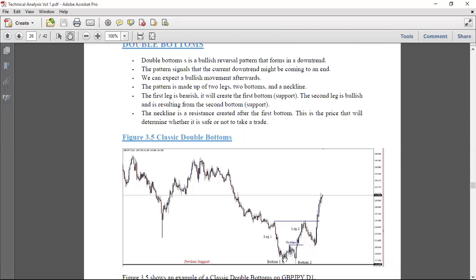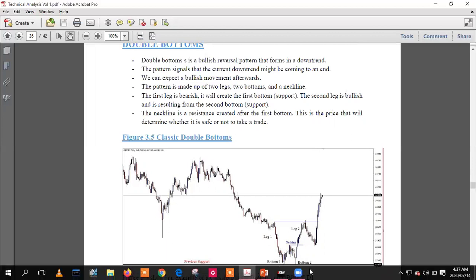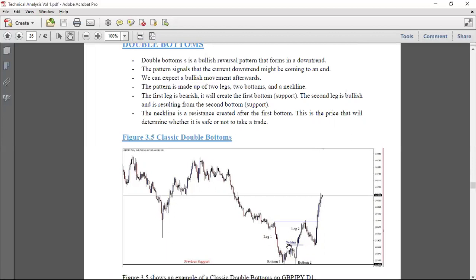So the neckline will be when price is going up from the first bottom. It will create this peak or that resistance and then drop. That's our neckline, and it is the price that's going to determine if it is safe to buy. You can optionally wait for a retest, or you can buy on the break of the neckline. But you have to wait for the candle to close above convincingly with a strong momentum.